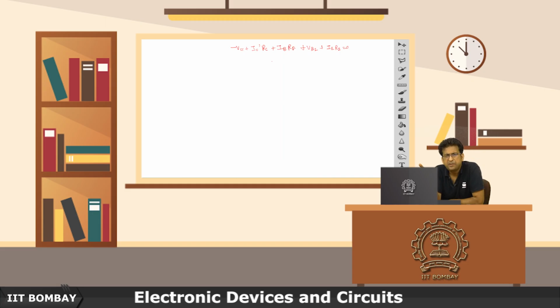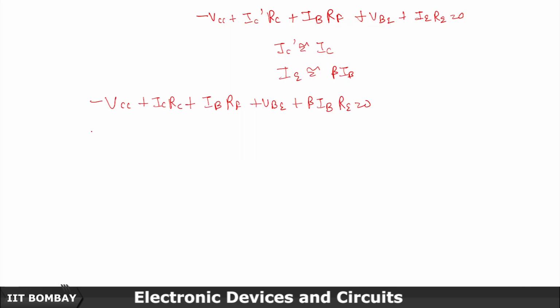Since the base current is normally small, we can say IC dash is equal to IC, and IE can be written as beta IB. So the equation comes out to be minus VCC plus IC RC plus IB RF plus VBE, and then this becomes plus beta IB RE equal to 0.